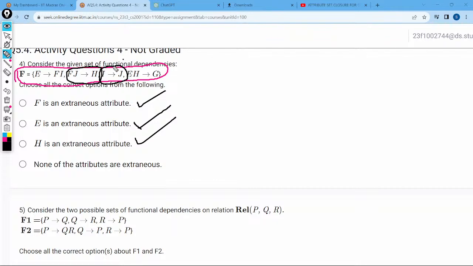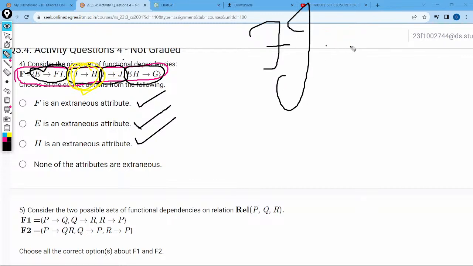Let me encircle all of them so it's easier for us to differentiate between this hodgepodge. Currently we are working on this one: FJ arrow H. So can we remove something? I arrow J. You can reach J through I, and, nope, there is nothing that we can do on F. Let's move on to this I arrow J.